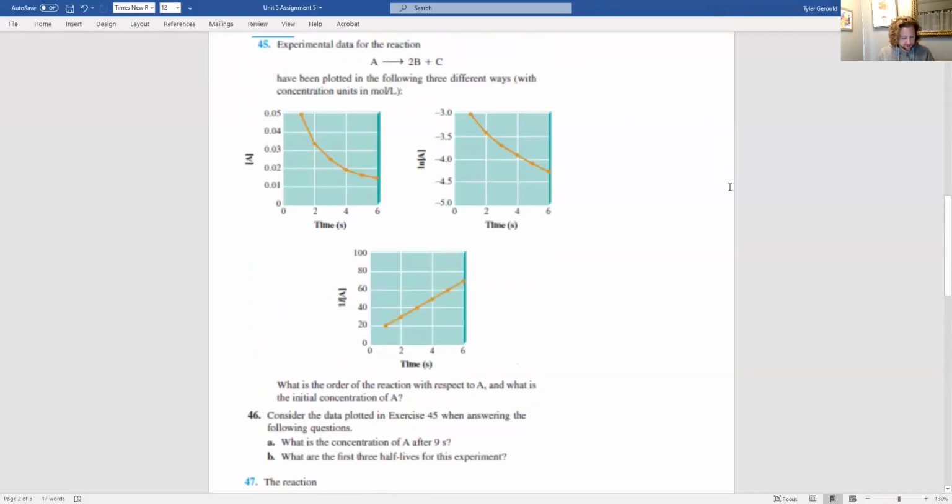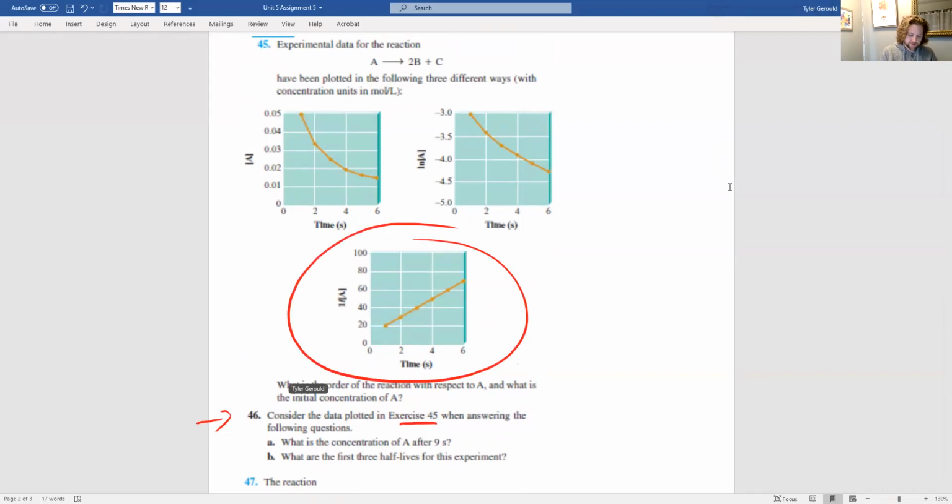45 presents an interesting part, just mainly because 46 also is based off of exercise 45. So we're going to do 45 and 46 together. We have an obvious linear plot for this one, which is going to be second order based on the axes right there. So we're just identifying that as second order.